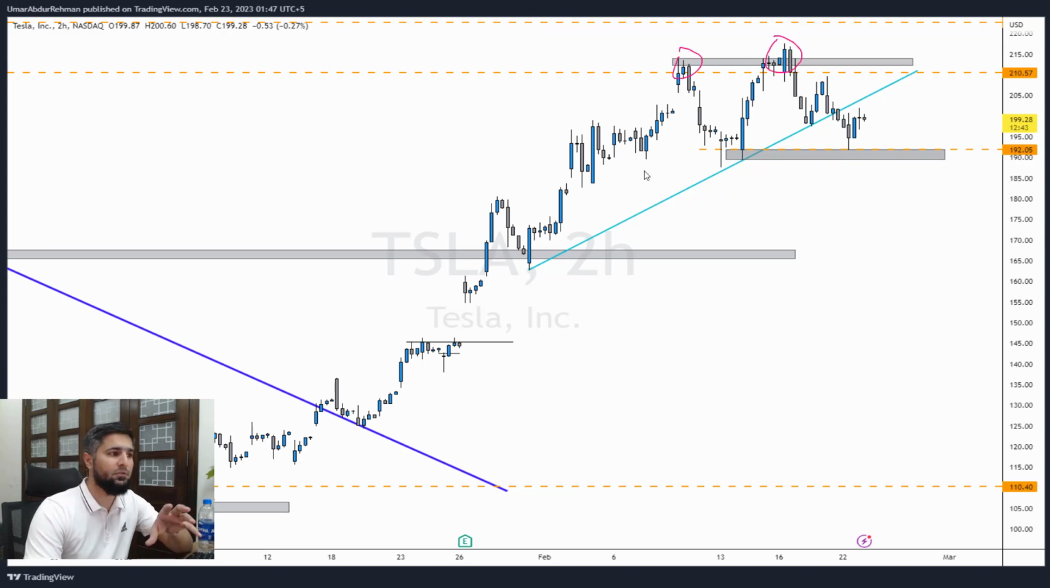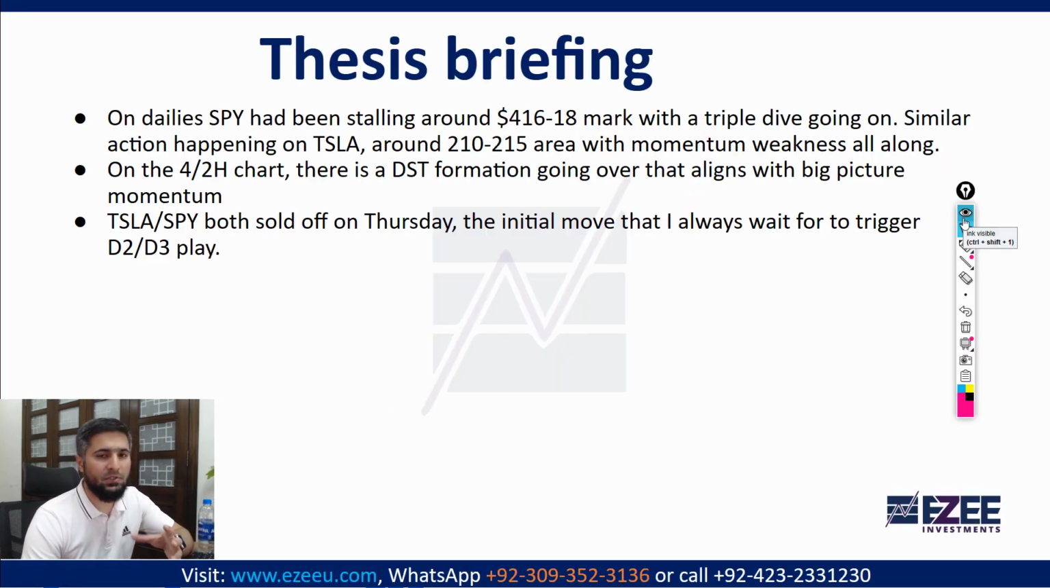So in my last video I told you guys, if Tesla breaks out of this trend line, it might test this level here. I was looking at the 190, but there was an FOMC meeting ahead, so it bounced all the way from this level here. So this is a perfect example where you see SPY and Tesla both lining up. Actually there are some new terms like DST, triple dive, and D2 D3 play. We cover all this in our professional masterclass program.